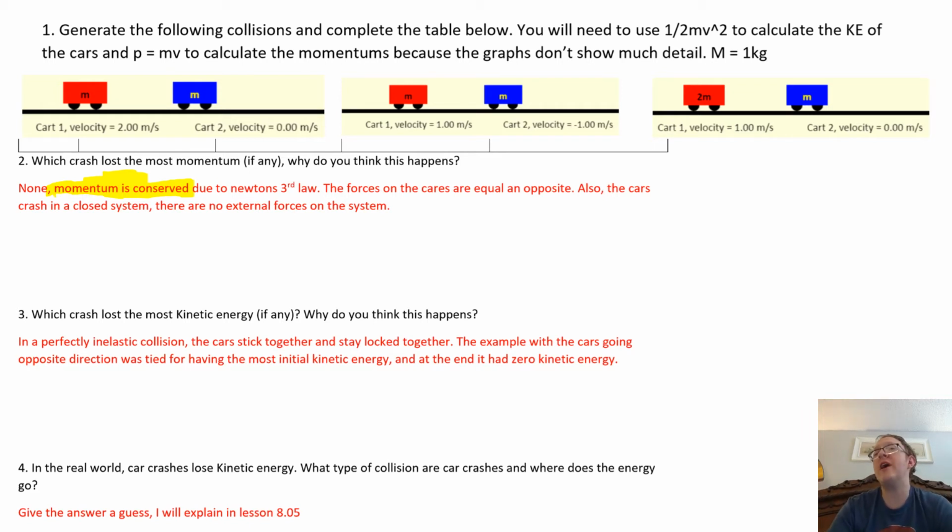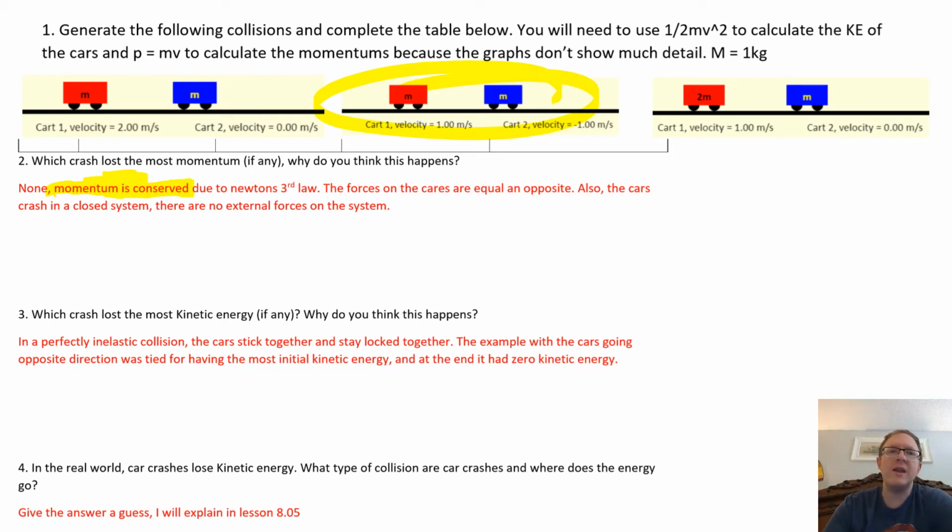Or the momentum of our entire universe never changes. One object gets momentum, another object lost the exact same amount. So you should have seen the momentum staying the same. Now, about energy. Not all of these lost the same amount of energy. One of them lost a lot of energy, and it should have been this one right here.